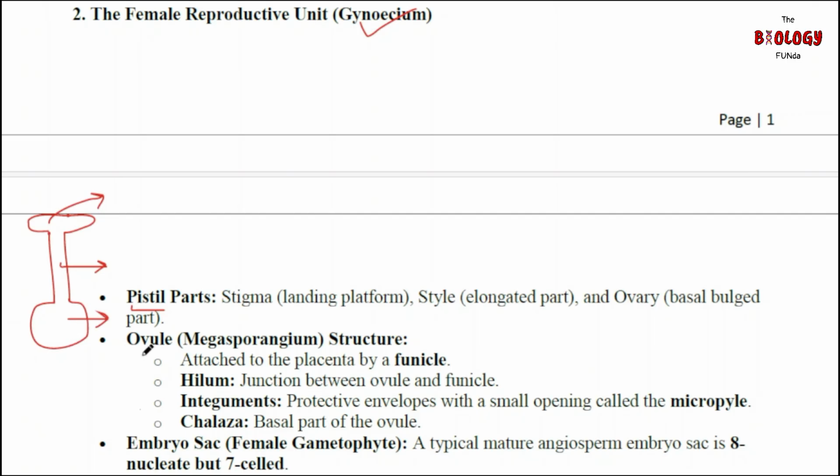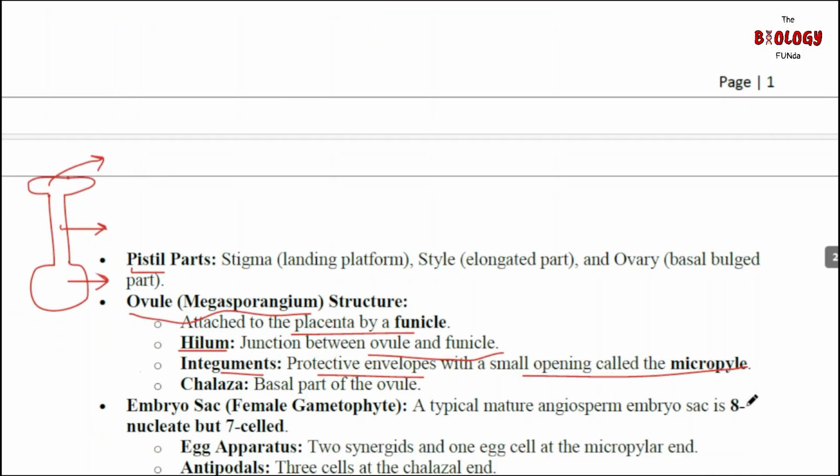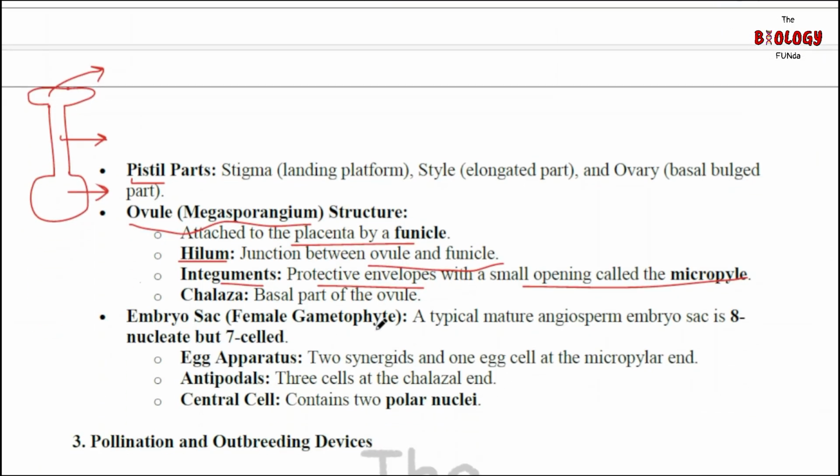In the ovary you will find ovules, which are megasporangia, attached to the placenta by a funicle. There is a junction between the ovule and the funicle, which is known as the hilum. There is a protective envelope around this ovule, known as the integuments, which has a small opening called the micropyle. And the chalaza is the basal part of the ovule.